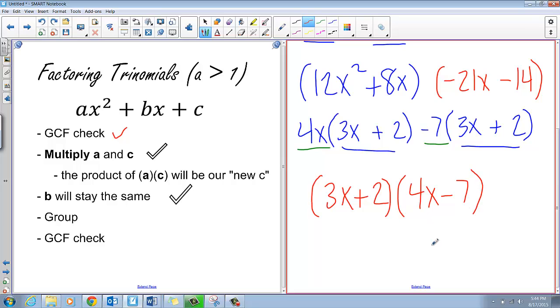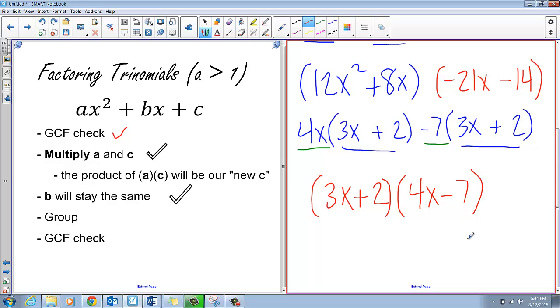Okay, and mathematically we can do that because we are factoring out a 3x plus 2 out of both this first term and the second term. So I know we talk about grouping the insides and grouping the outsides, but mathematically it's because we are factoring a 3x plus 2 out of both of them.